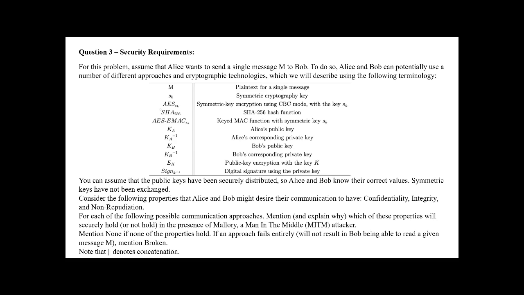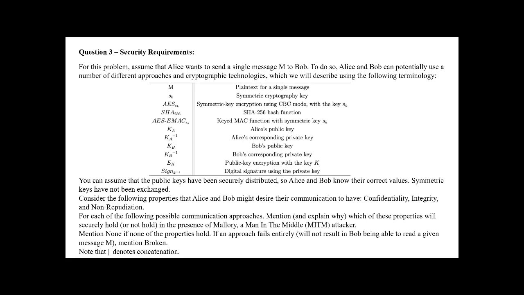So for this problem, assume that Alice wants to send a single message M to Bob. To do so, Alice and Bob can potentially use a number of different approaches and cryptographic technologies, which we will describe using the following terminology. M for plain text, SK for symmetric key. AES of SK is symmetric key encryption using CBC mode with the key SK, which is the symmetric key SK.